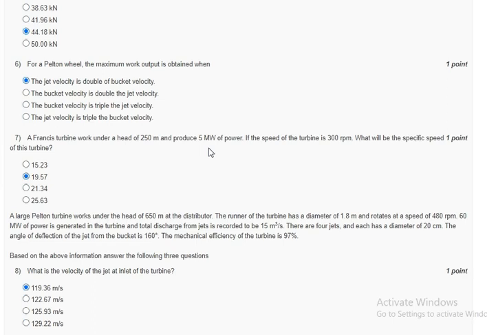Next question, for a Pelton wheel the maximum work output is obtained when the jet velocity is double of bucket velocity. So V is equal to 2U. So for maximum work output, V should be equal to 2U. Velocity of jet should be twice of bucket velocity.